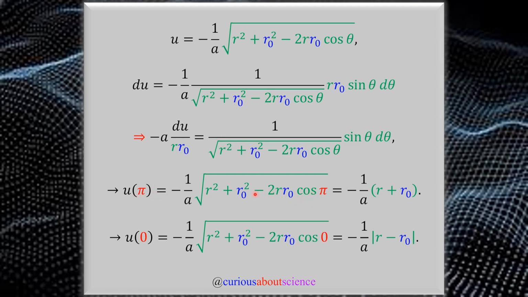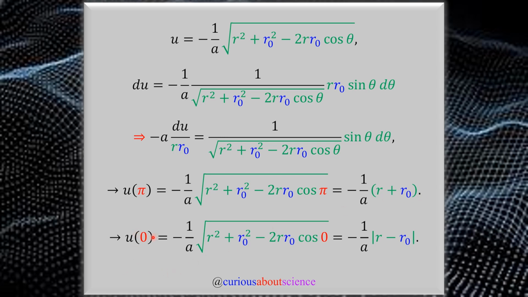That negative 1 turns this negative into a positive, and then we have a factorable form of r plus r naught squared, but the square root and square cancel, and that leaves us with a negative 1 over a, r plus r naught. So again, not too bad, but it's still kind of clunky.